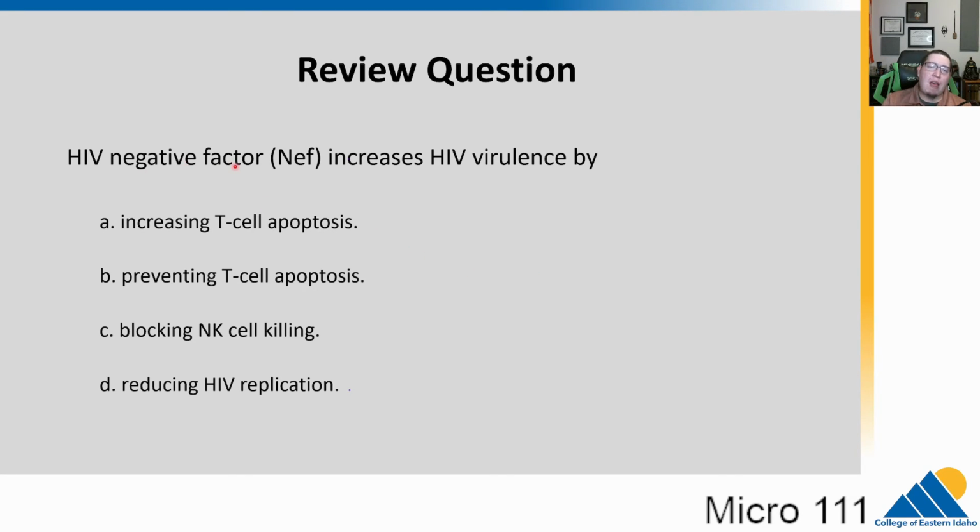HIV negative factor, Nef, increases HIV virulence by A, increasing T cell apoptosis, B, preventing T cell apoptosis, C, blocking natural killer cells, or D, reducing HIV replication. Pause the video, think about this one.